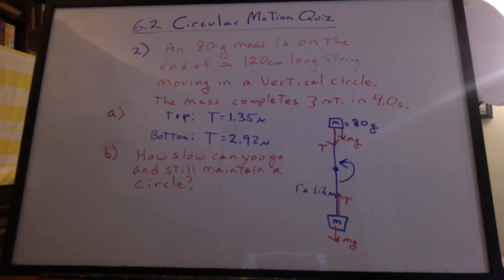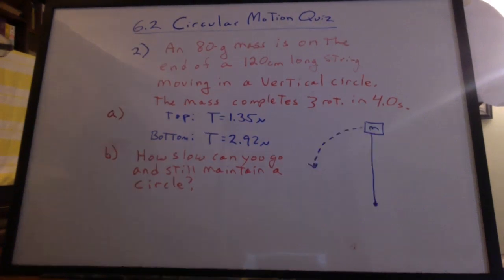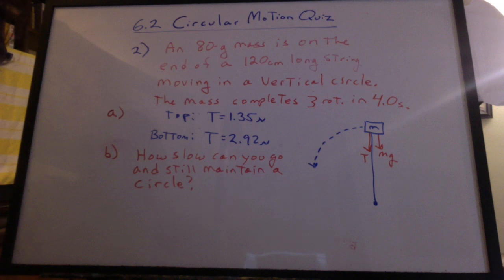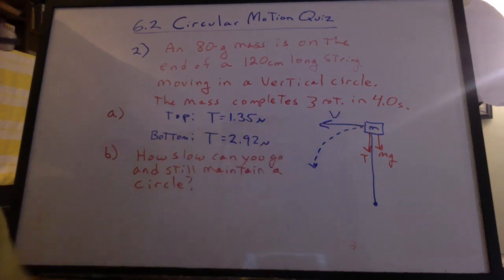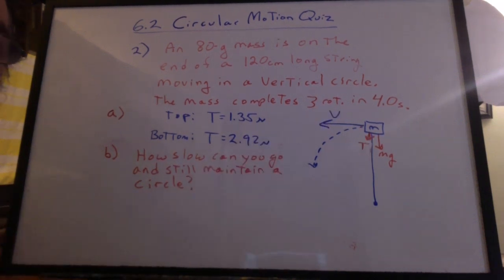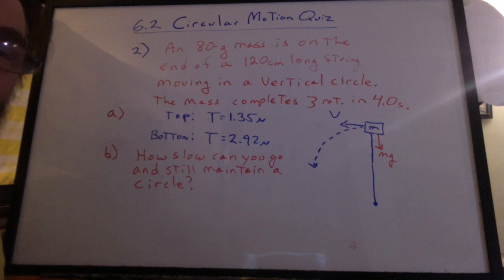Well, how about part B? How slow can you go and still maintain a circle? The critical point will be at the top. That's where we have the tension and the mg both contributing to the FC. But if we went slower, the tension would be smaller. And if we go slower, well, the tension will go to 0, and it'll just be the force of gravity keeping this thing in the circle.